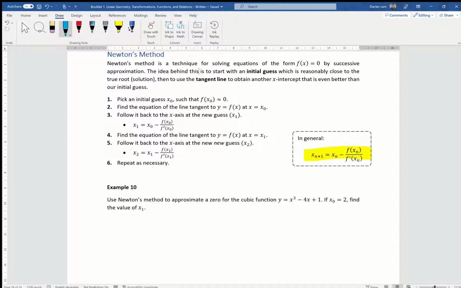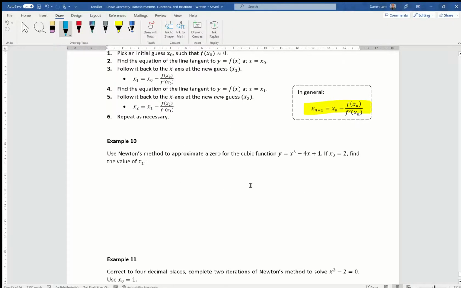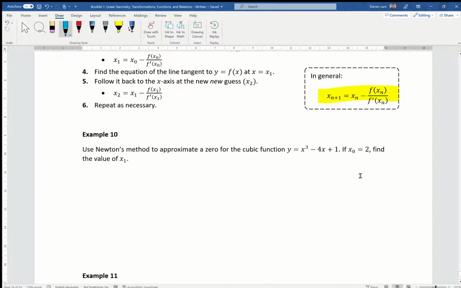Now, it seems very complex, but it's just that formula. I'll show you what I mean in a moment. And then we do the same thing. With the new value of x1, we substitute that into our new formula, and we do it as many times as the question asks. Let's put that into practice, because it's a lot less confusing than it looks.